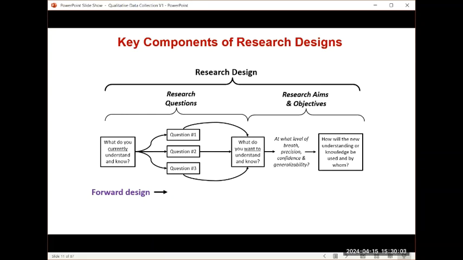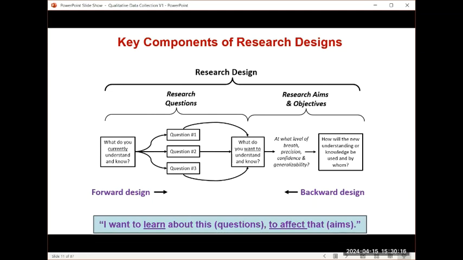But what I would argue is if you want to be efficient, you actually want to do backwards design, where you start off with going, what do I want to get to? And then ask the question, how am I going to get there? All right. So another way of thinking about this is I want to learn about this. That's my questions to affect that, which is my aims. All right.